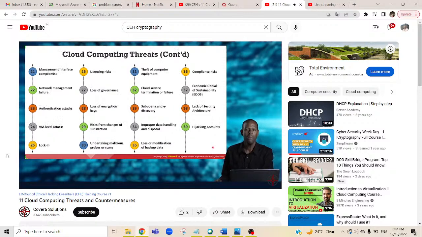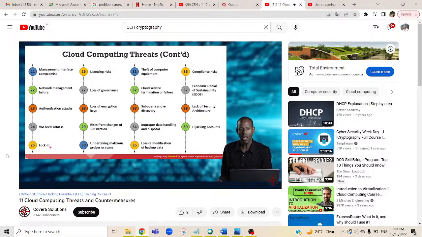There can be management interface compromise for the software that you manage the cloud. There can be network management failure either at the CSP or even in your organization. There can be authentication attacks because maybe when your organization set up the authentication, they used the lowest possible denominator, and now it's being attacked. There could be VM level attacks where either from within the CSP or from within your organization, VMs are being attacked. There can be lock-in.